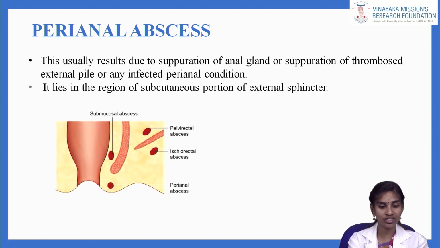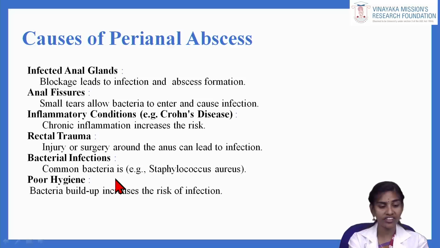It lies in the region of the subcutaneous portion of the external sphincter. We can see this is a submucosal abscess, this is a pelvirectal abscess, this is an ischiorectal abscess, this is a perianal abscess. So, this is the anal area, so the perianal abscess is present nearby. The causes are infected anal gland and fissure, inflammatory conditions such as Crohn's disease, rectal trauma, bacterial infections, and poor hygiene.